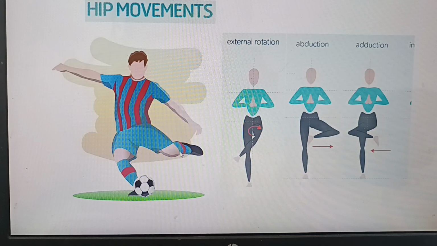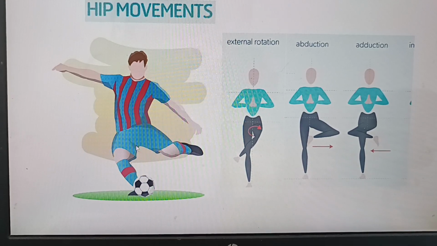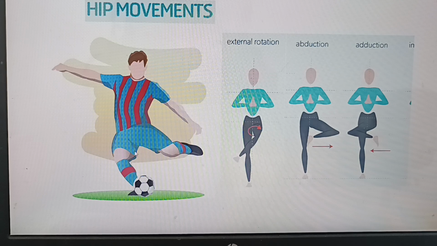Now here he is trying to kick the ball. Now let's look at the right hip joint first. The right hip joint is towards the midline. When it says towards the midline, we can call it adduction. And the left hip joint is away from the midline, away from the ball. The ball is in the midline. So the left hip joint is away from the midline. So we can say the hip joint is abducted.